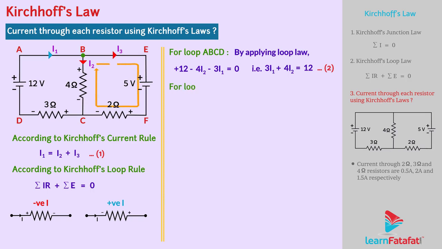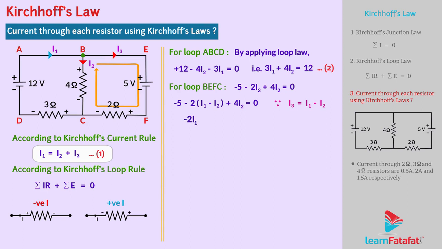For loop BEFC, minus 5 minus 2I3 plus 4I2 equals 0. Using equation 1, this equation can be modified as minus 2I1 plus 6I2 equals 5. Let's label this as equation number 3.